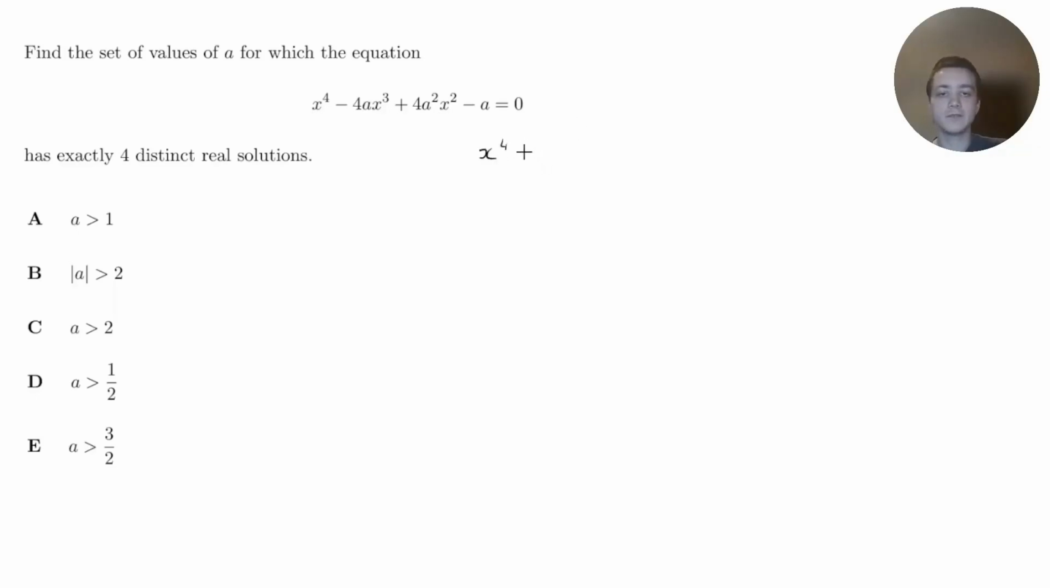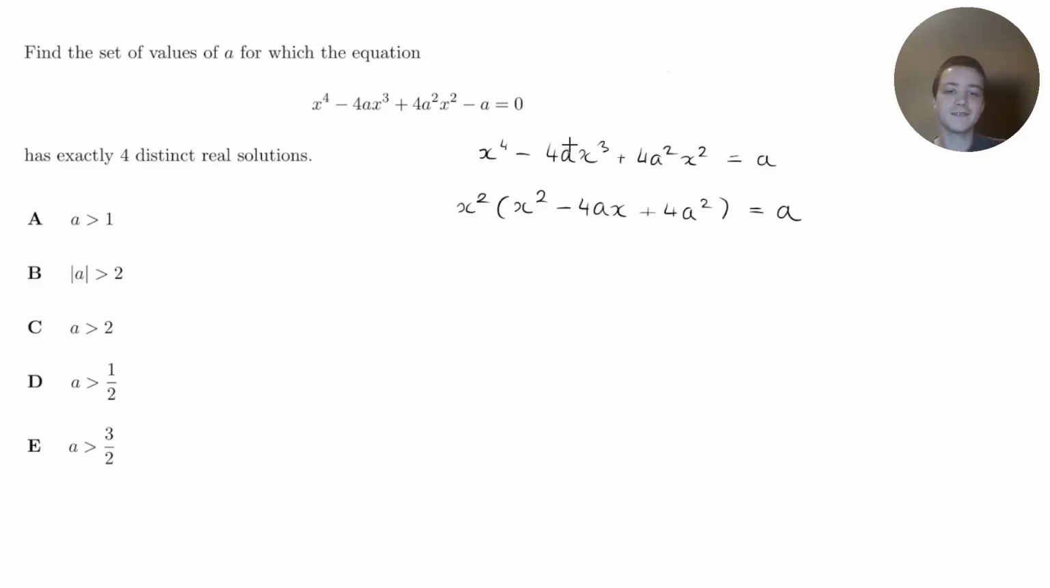So let's try this out. We're going to have x to the 4 minus 4ax cubed plus 4a squared x squared is equal to a. And now, as promised, we can factor out this x squared. In the remaining bracket, we're going to have x squared minus 4ax plus 4a squared, still equal to a.